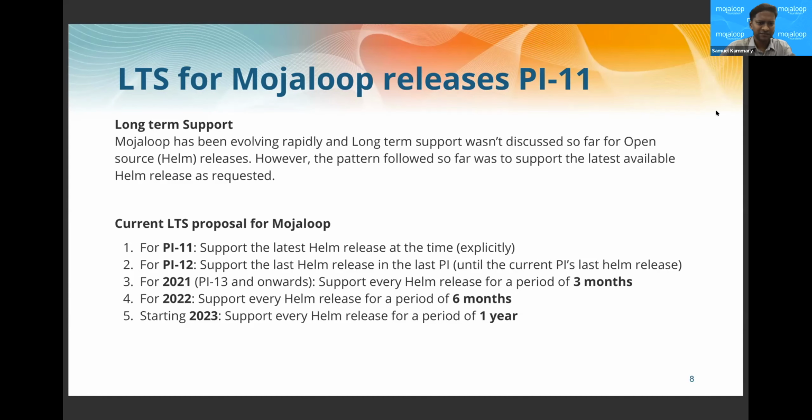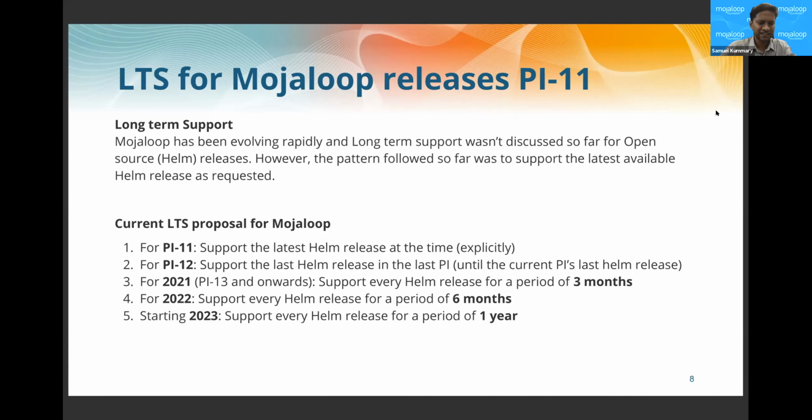So this is our current proposal. For the upcoming PI, we'll support the latest Helm release at the time. Let's say we have 11.0.0. Until we have the next Helm version released, we'll support that. If there are issues or bugs, we'll fix and apply hot fixes to that. From PI 12, we'll support the last Helm release made in a PI. Let's say we are in program increment 13. Even during PI 13, we'll support the last stable Helm release made in PI 12.